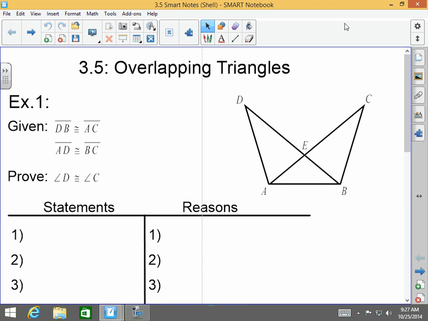Welcome back to Mr. Morrow's Honors Geometry class. Today we're going to continue working with triangles and proving congruency. And in today's case, we have a special case here of overlapping triangles.